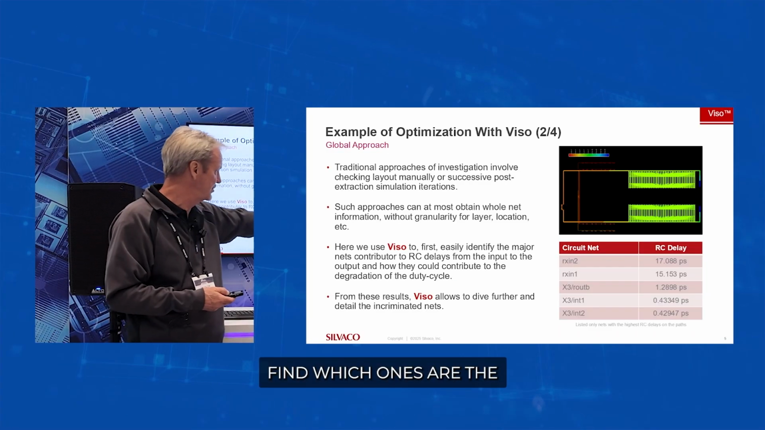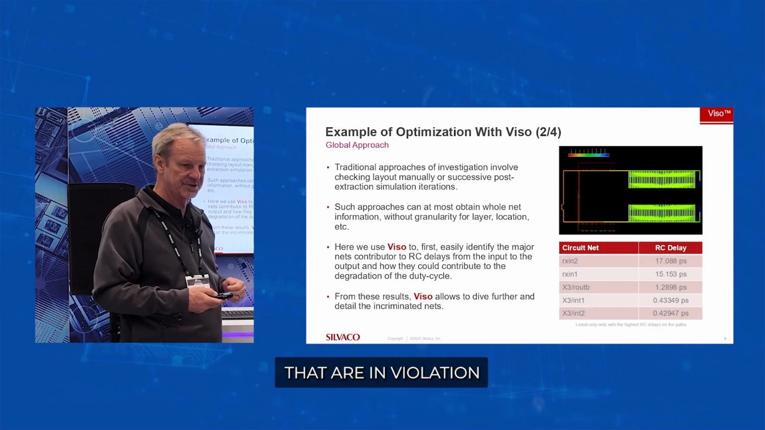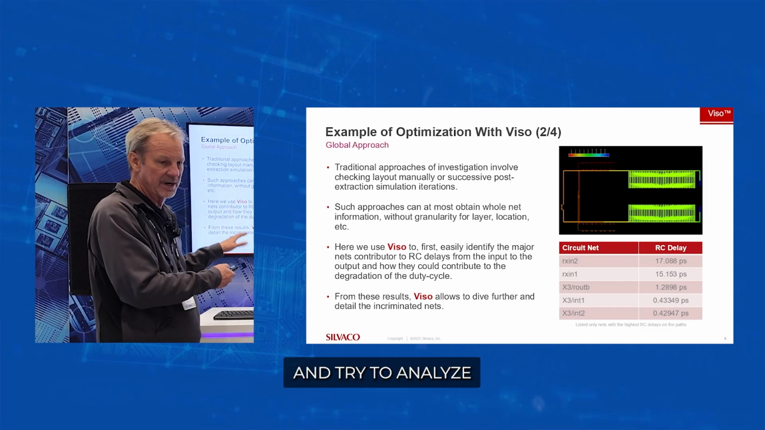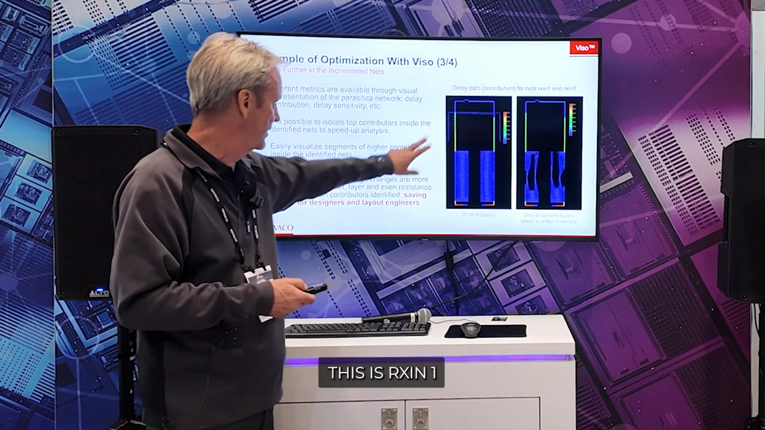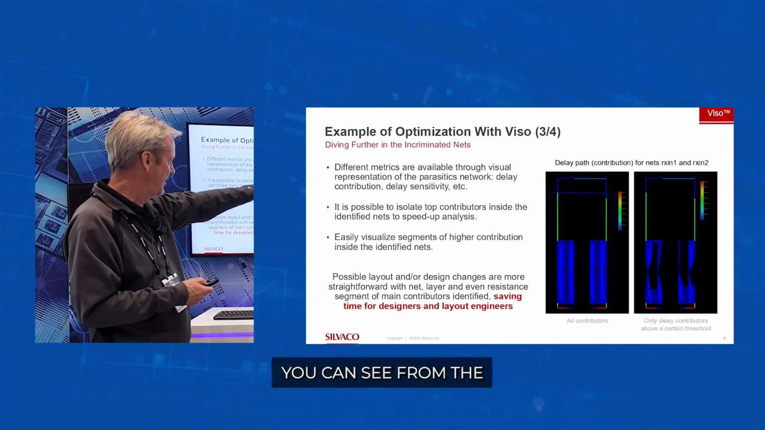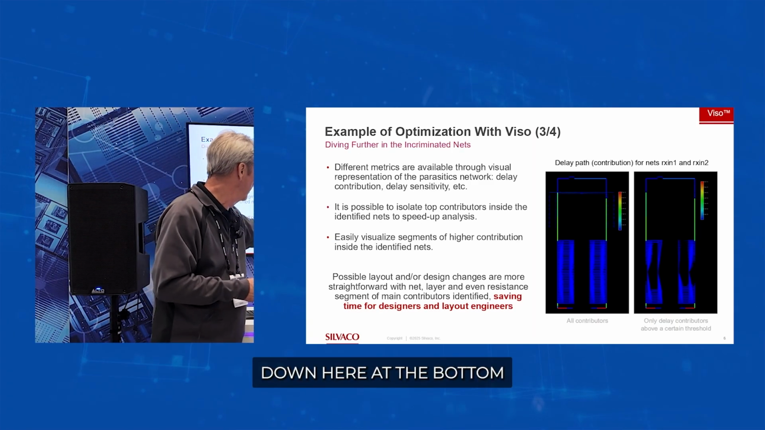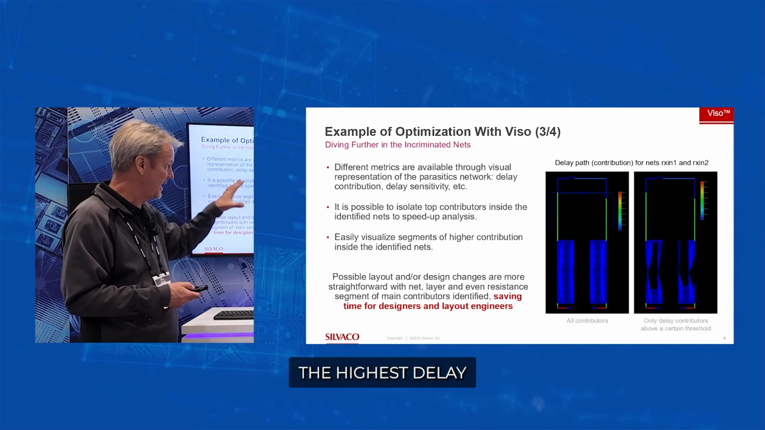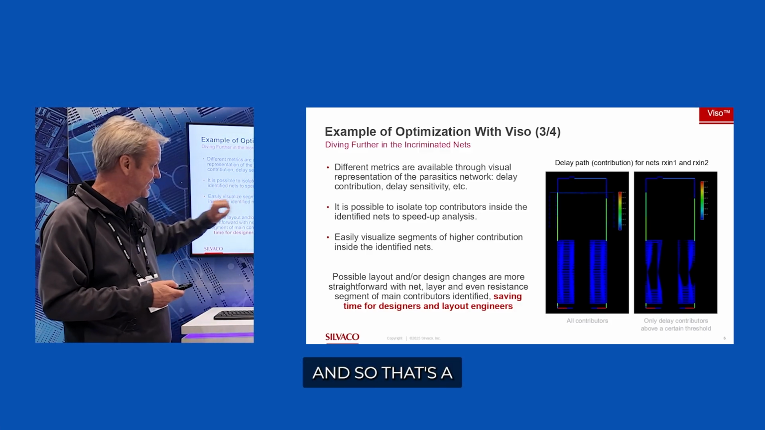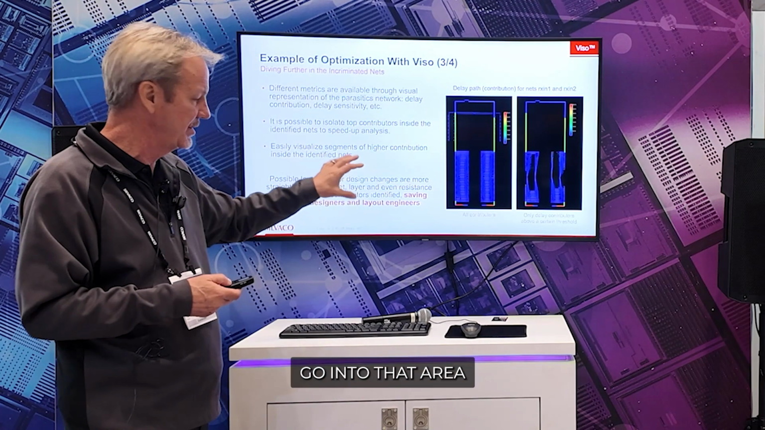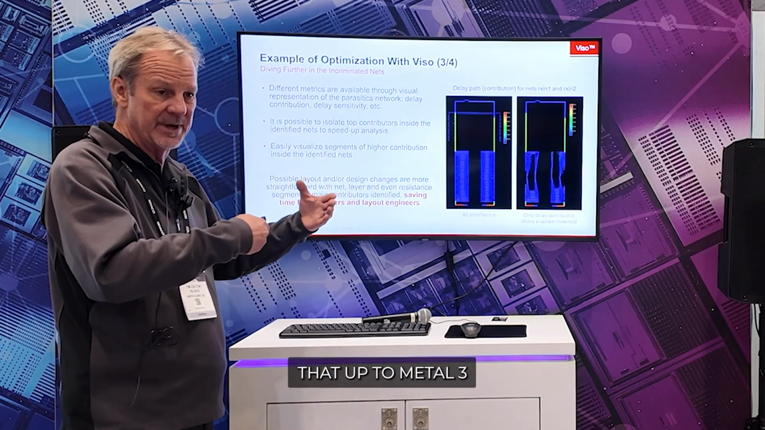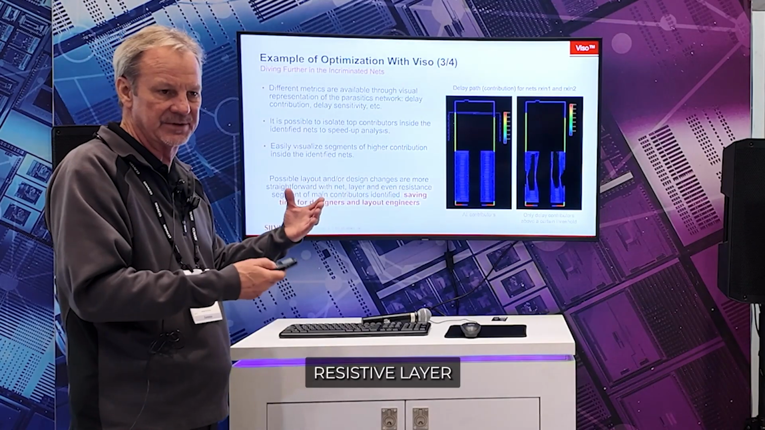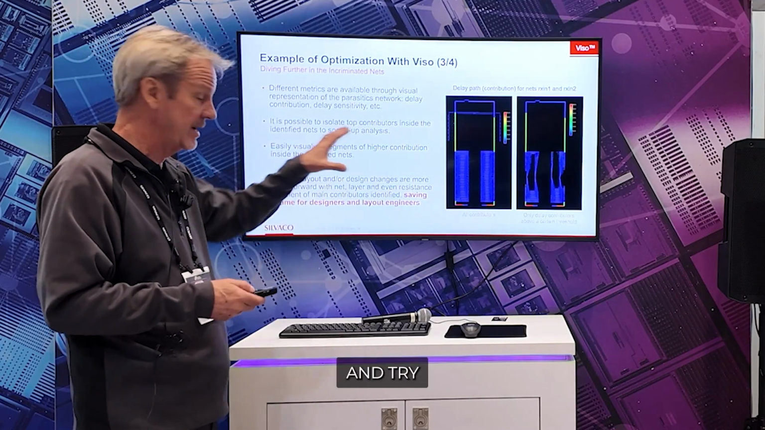So now we can easily find which ones are in violation, and now we're going to go one level down in detail and try to analyze what's really going on with these nets, to figure out what we need to fix in the layout. Okay, so we've analyzed these nets again, RxN1 and RxN2. You can see from the thermal plot there's an area down here at the bottom that's red, and that indicates the highest delay on this net. So that's an area of focus. You want to go into that area and look at it, and if it's on a metal 1, maybe I need to bump that up to a metal 3, 4, or 5, which is a less resistive layer, or widen that wire to try and fix this problem.